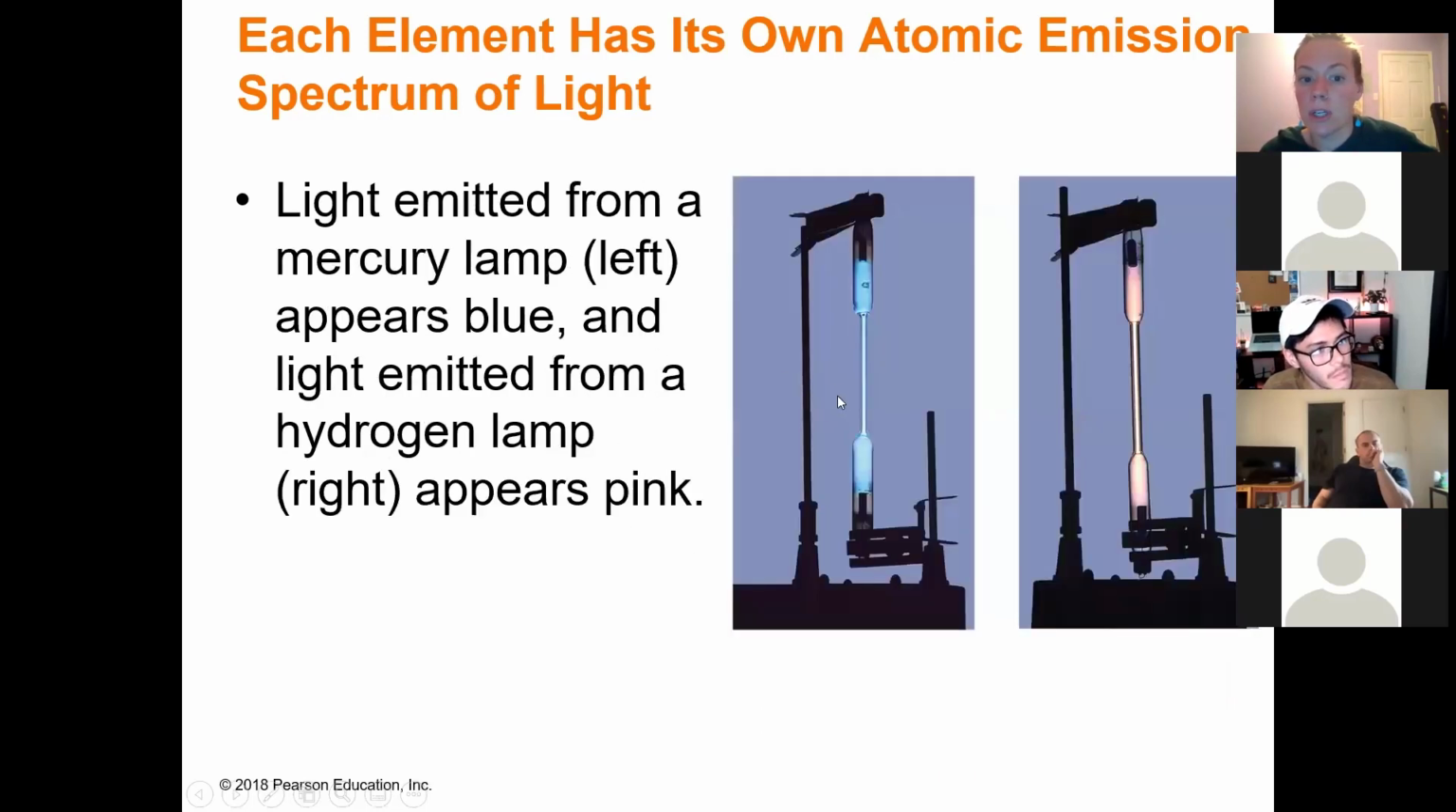So for instance, mercury placed in a vacuum will give you a blue color, hydrogen will give you a pink color. And this is consistent across the board. If you're lighting up a bunch of hydrogen, it doesn't matter if you're here or in Brazil or on the other side of the universe, it's always going to produce a similar color.